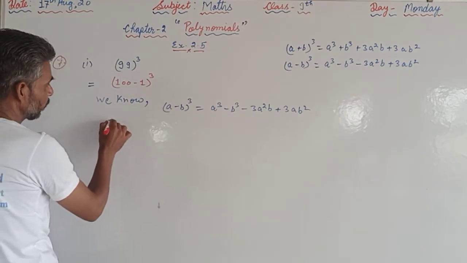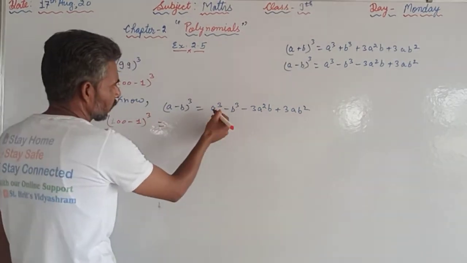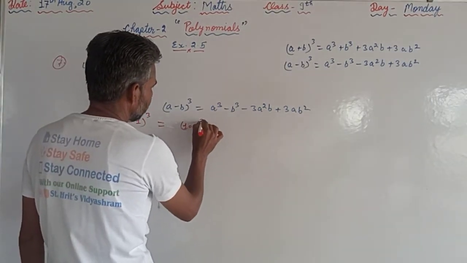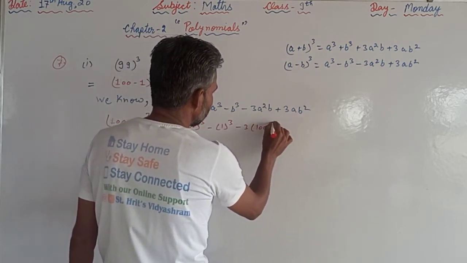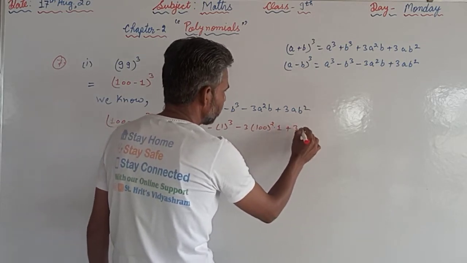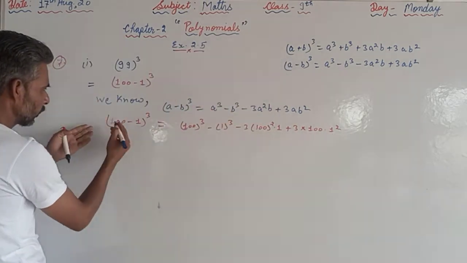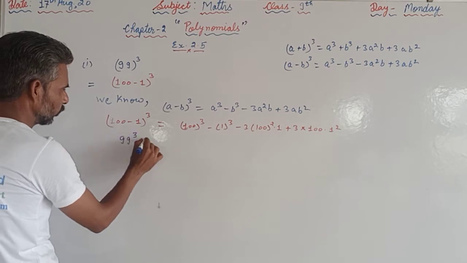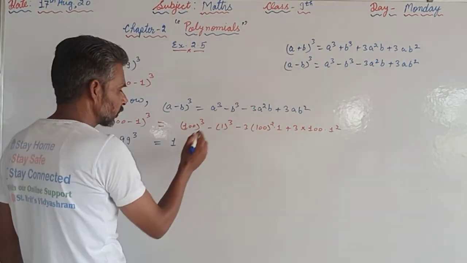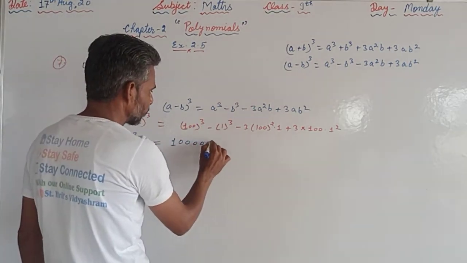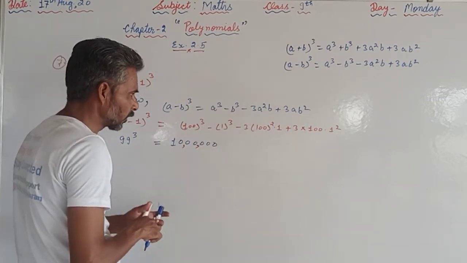On the left hand side it will be 100 minus 1 whole cube, and here a is 100, so 100 cube minus 1 cube minus 3 into 100 square into 1 plus 3 into 100 into 1 square. So from here we got 99 cube that we have to calculate. Now on the right hand side we will calculate. Cube means that will be 6 zeros, 1 2 3 4 5 6, because 2 plus 2 plus 2 is 6. So we will place the commas also, that will be easy to calculate.